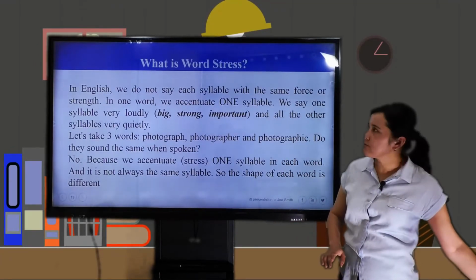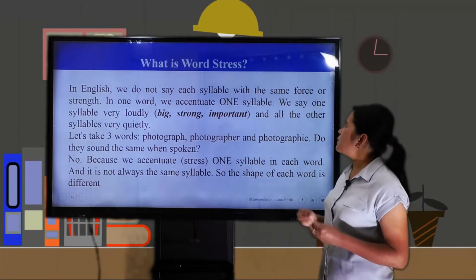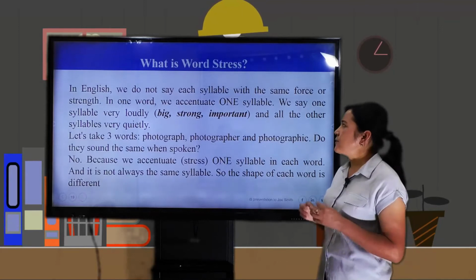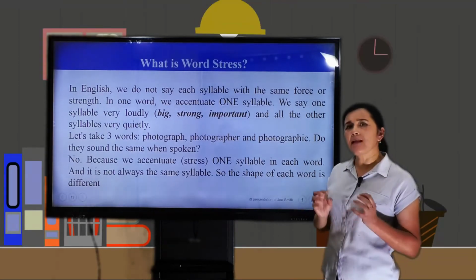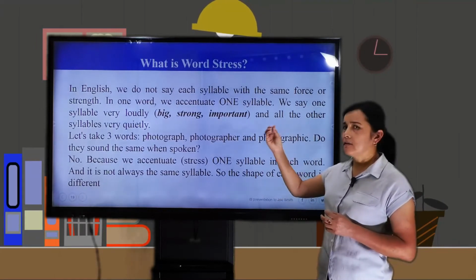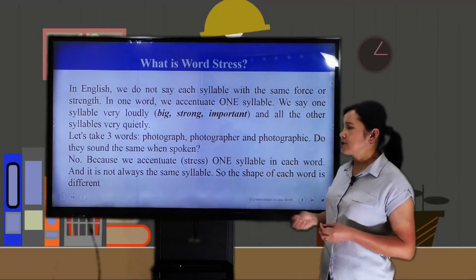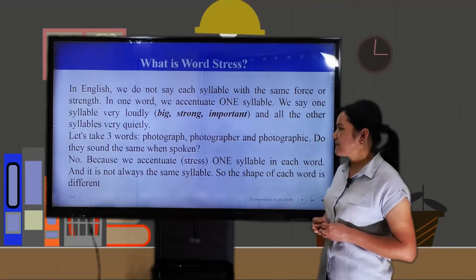And what is word stress? In English, we do not say each syllable with the same force or strength. In one word, we accentuate one syllable. We say one syllable very loudly, for example, big, strong, important, and all the other syllables very quietly.